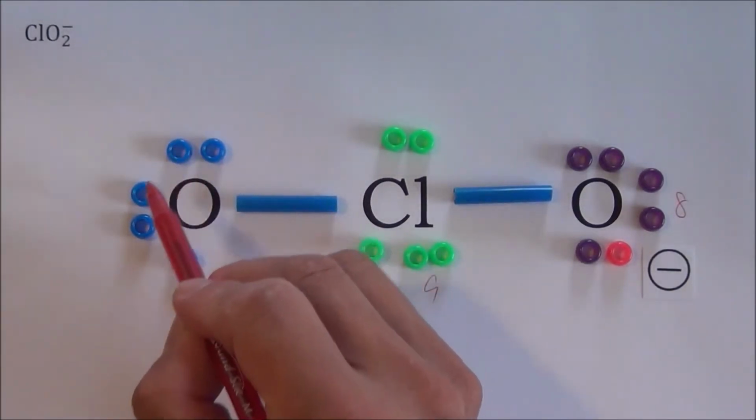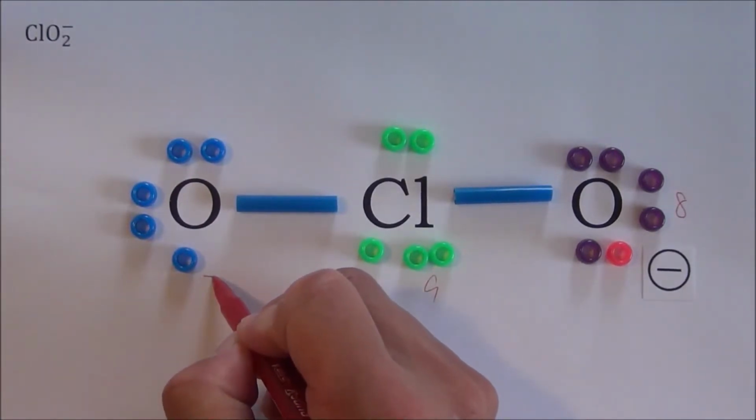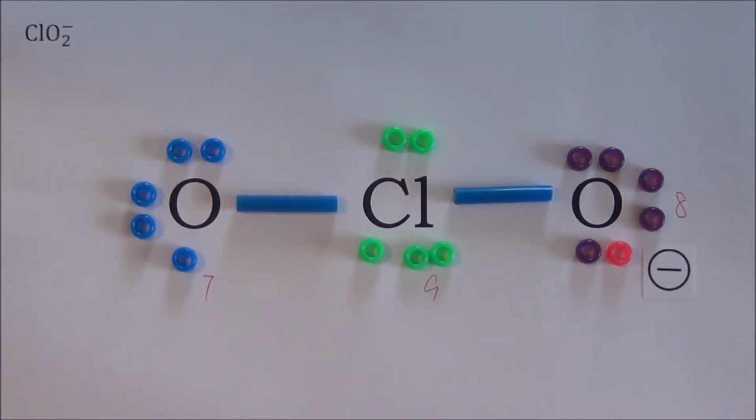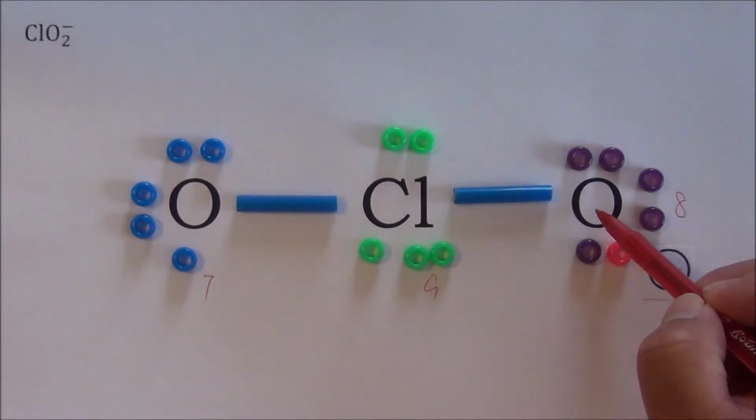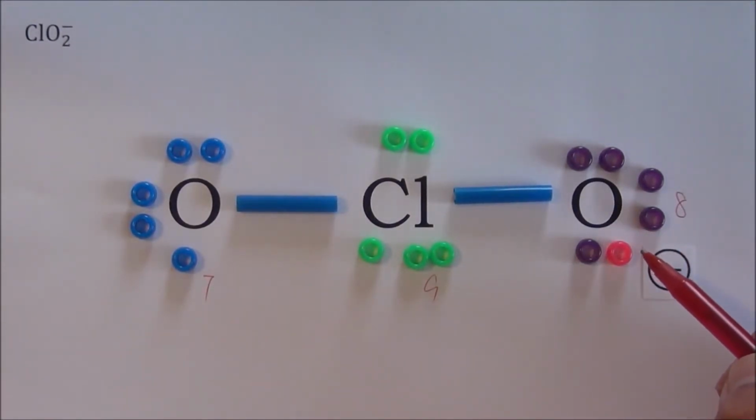1, 2, 3, 4, 5, 6, 7. Well, remember, the goal of the next step is to make sure every atom has an octet or extended octet. The oxygen atom on the right already has an octet.